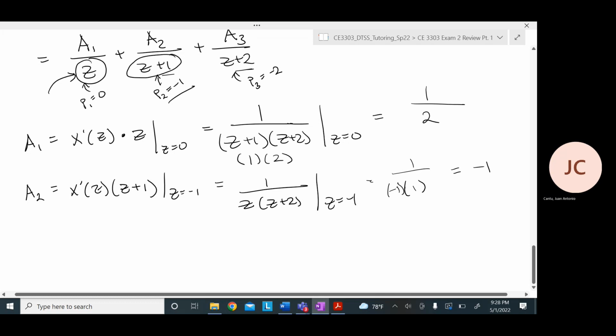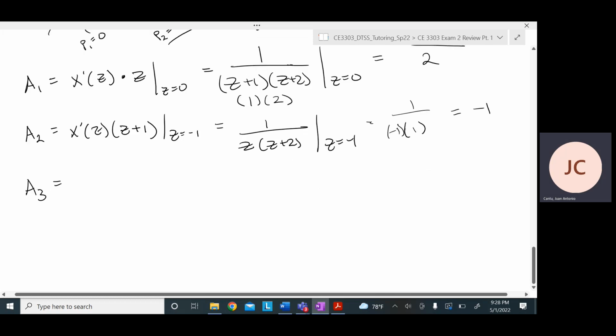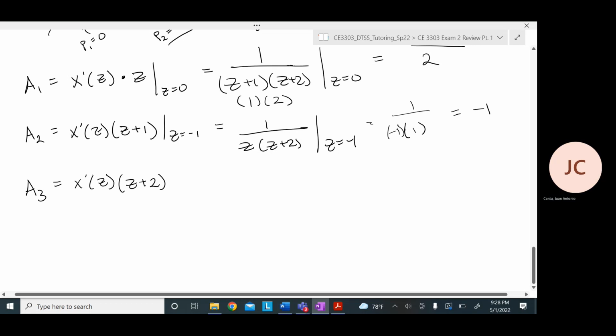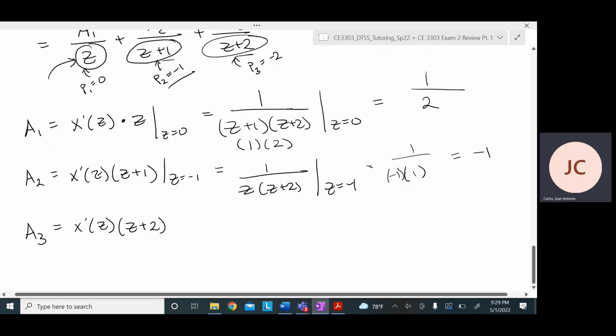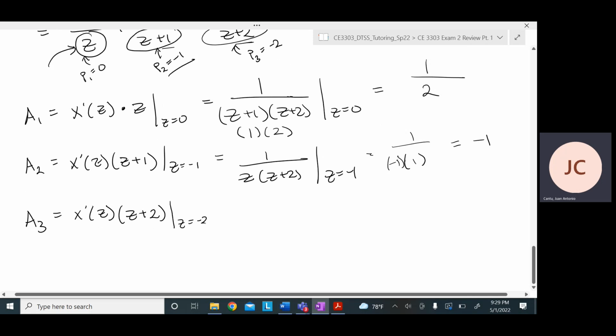Okay. So now let's find our third coefficient, a sub 3, which is equal to x prime of z times z plus 2. Right, now we're using this one. Our pole is -2. Got to evaluate at z is equal to -2. So we'll get 1 over z times z plus 1, evaluated at z is equal to -2. We get 1 over -2 times -2 plus 1, which is just -1. So we get 1/2.